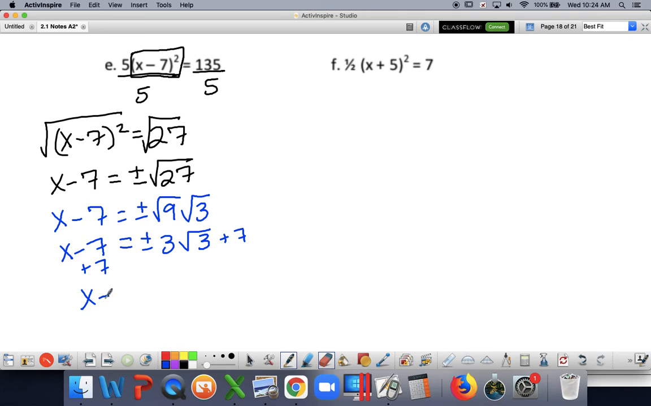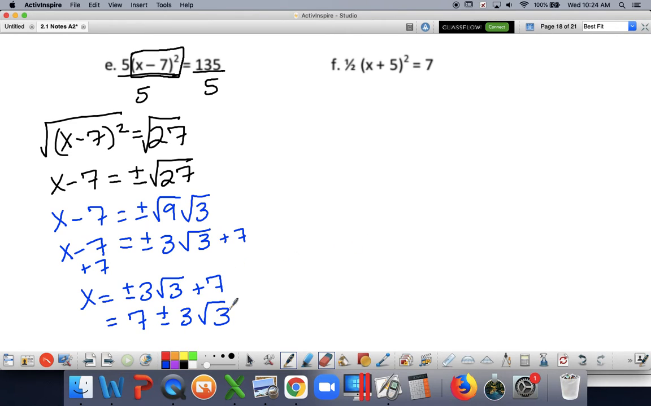So my final answer is, and you can write it either way, 3 square root of 3 plus 7, or 7 plus or minus 3 square root of 3. Doesn't matter to me. You cannot combine these two things. You can only add square roots with other square roots. And since the 7 doesn't have any square root of 3 attached to it, I cannot combine those.